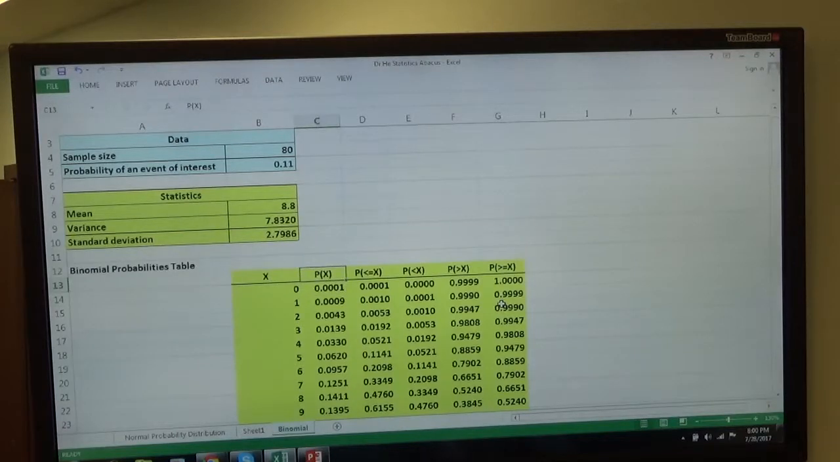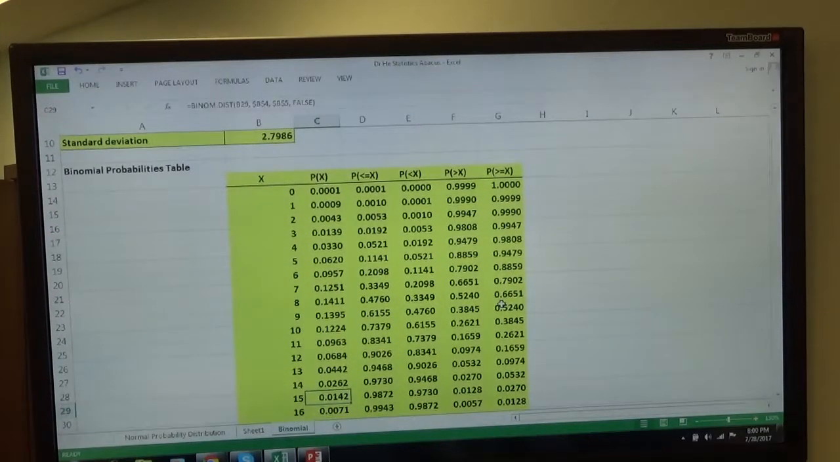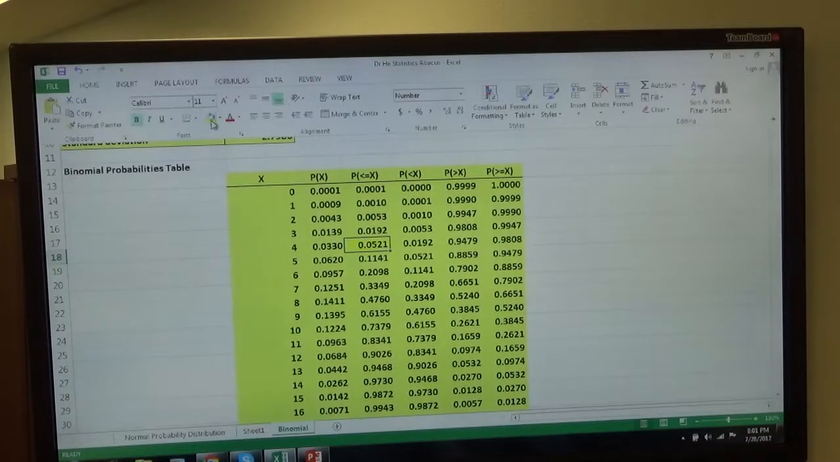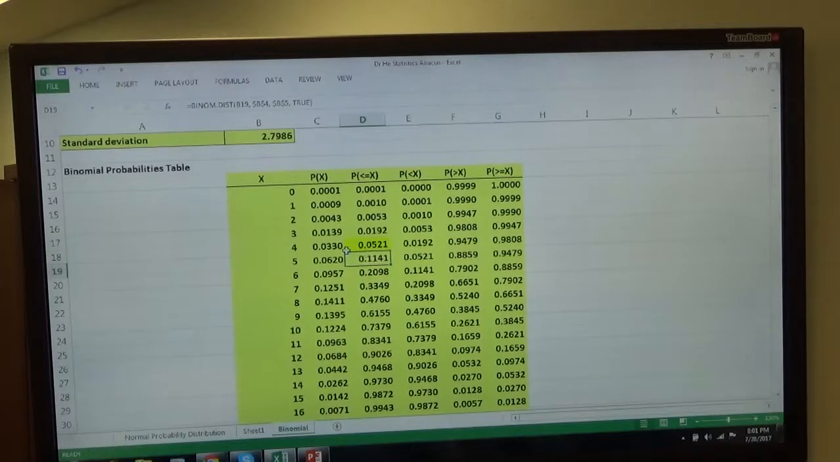So this column is what? To be exactly 1 person said yes. You interviewed 80 people, and 15 people said yes, it's here. This is exact. And then this column is what? The probability of less or equal to, how about this number? This one is the probability of less or equal to 4 people said yes. Is that clear?